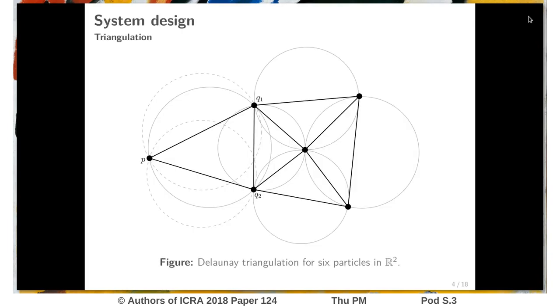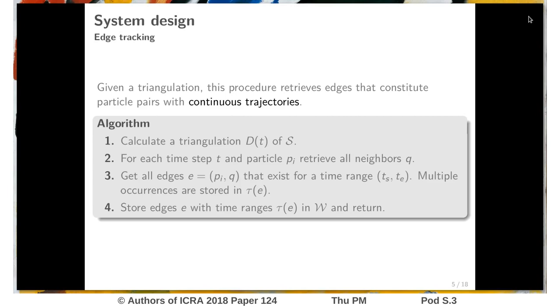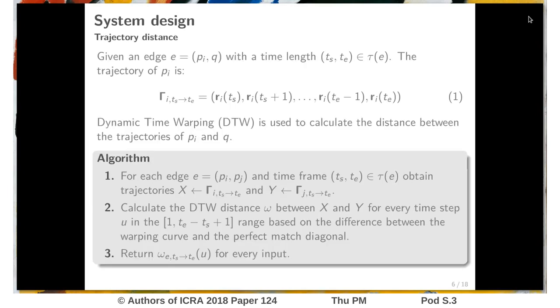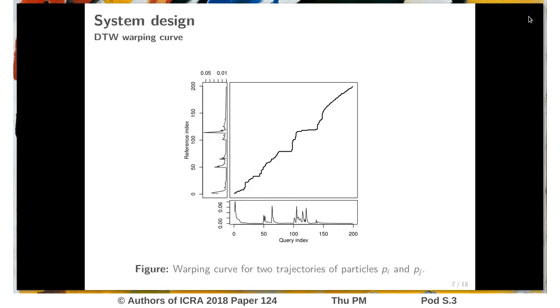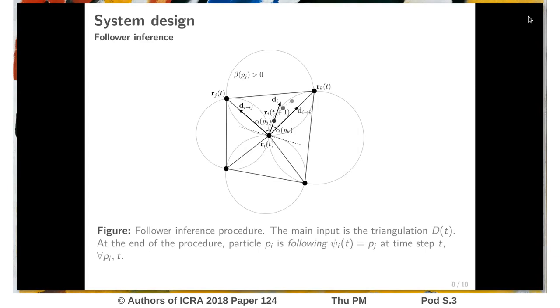We use Delaunay triangulation to get all particles' nearest neighbors and then track edges to see for how long they exist. We apply dynamic time warping to get a distance between two position trajectories. The difference between the warping curve and the diagonal that represents a perfect match is used to obtain the interaction magnitude between two individuals. A particle follows another one inside the half plane defined by its orientation vector.